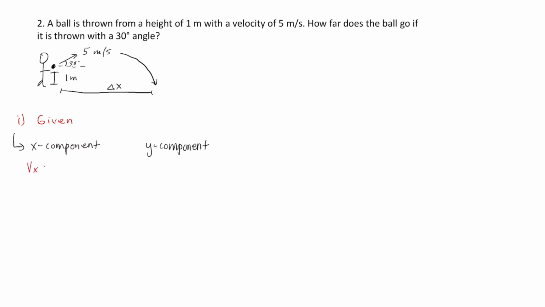Let's start with the x component, which is uniform motion, so we can use our Vx is equal to delta x divided by delta t equation. And now in this case, we can solve for Vx, because remember, Vx is equal to v cos theta. Now if you don't know where I got that from, remember, if the velocity vector is at an angle, we can break it up into an x and y component. So we have Vx and Vy.